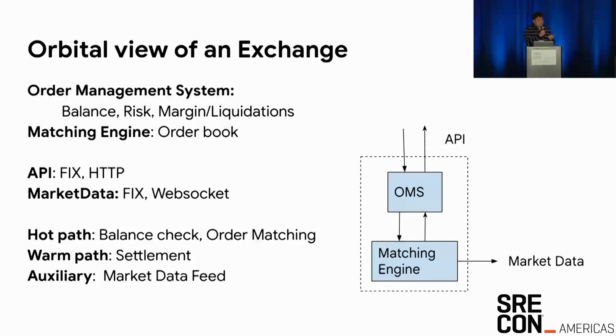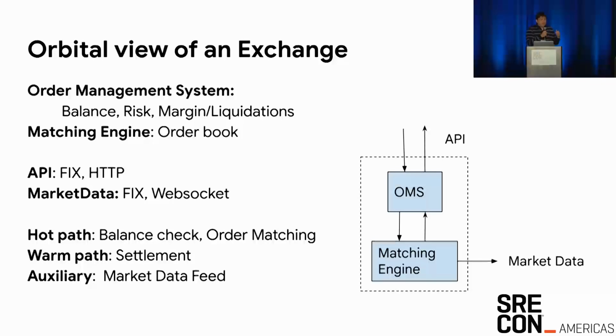And you can consume that market data to make more decisions and send more orders. You can also use the FIX API or HTTP API to either place an order or cancel an order. So that's the general idea, right? You can imagine there are definitely some hot paths, some warm paths, and auxiliary paths that are critical to the function of the exchange.